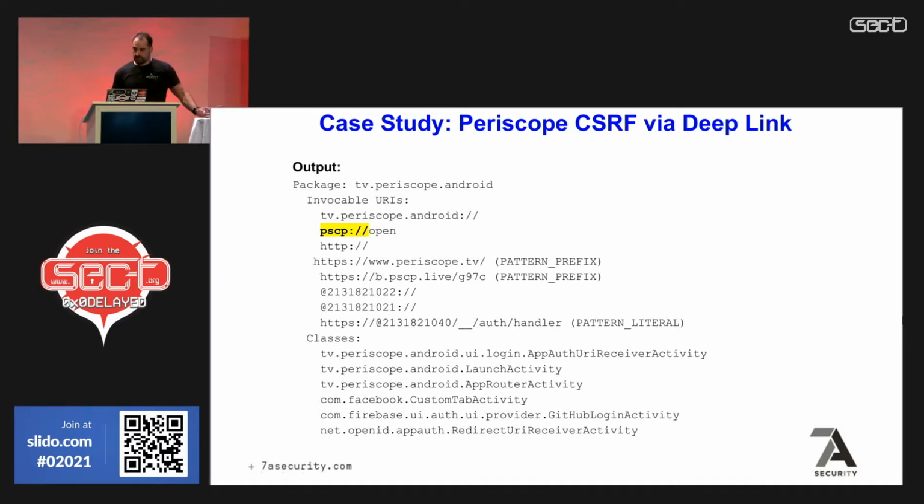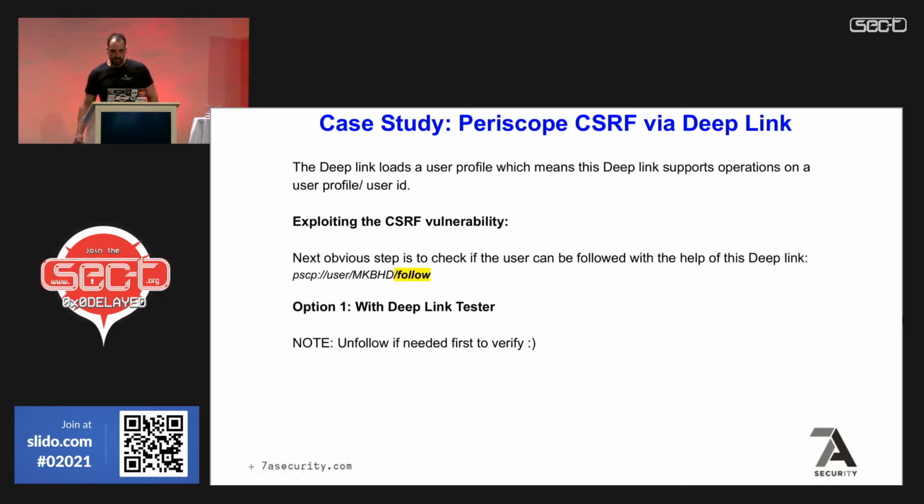This is the output from Drowser. And then the actual cross-site request forgery vulnerability is that you can send a deep link that is going to automatically follow any user that you send to the victim without any confirmation from the user, right? So this is the actual vulnerability. Before, we were just opening the profile, but when we add the /follow, the issue was you could make the victim follow any user you want, right?